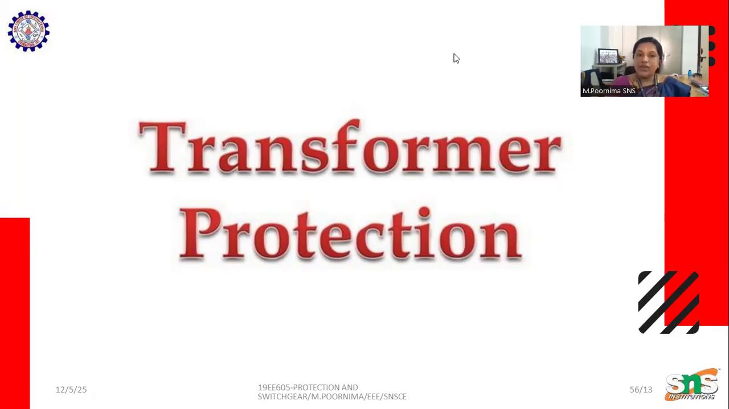Last time we saw what apparatus protection is. The first apparatus we are going to see is transformer protection. In the last class we saw what transformer protection is, what types of relays are used, what types of faults occur in the transformer, and how we protect against the faults. We also saw one particular type of relay, the Buchholz relay.